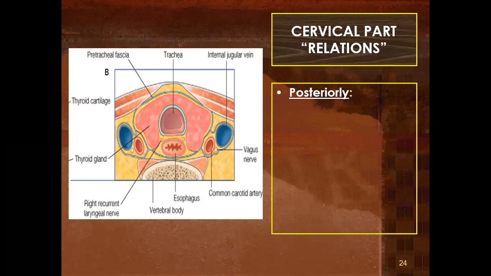Coming to the relations of the cervical part in the neck. Posteriorly, it will be in contact with the vertebral column. As you can see here, the cervical vertebrae, just in front of that will be the esophagus.